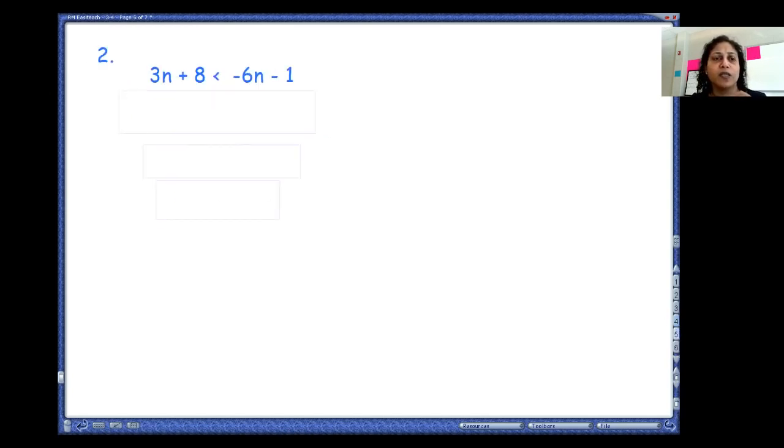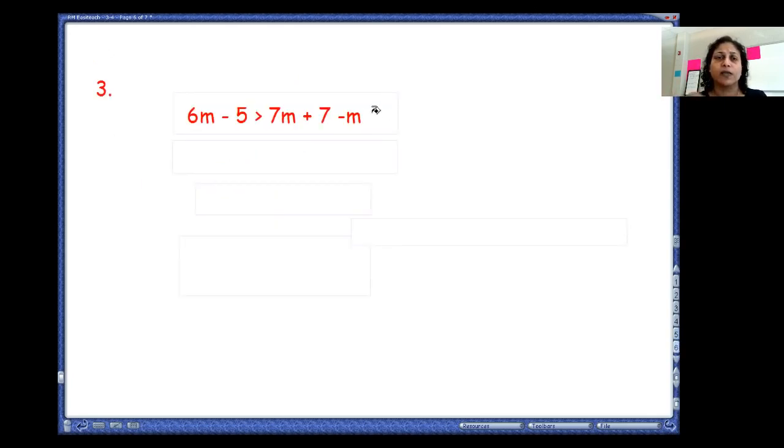Here's the next one. We have 3n plus 8 is less than negative 6n minus 1. So you remove the lower variable, you add 6n to both sides, and it turns out that 9n is less than negative 9, and then n is less than negative 1. And you leave your answer just like that because you actually have an answer. All numbers that are less than negative 1 are part of the solution.